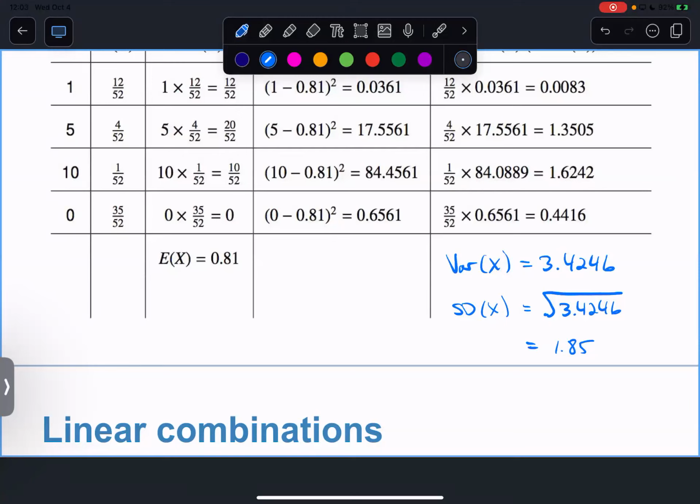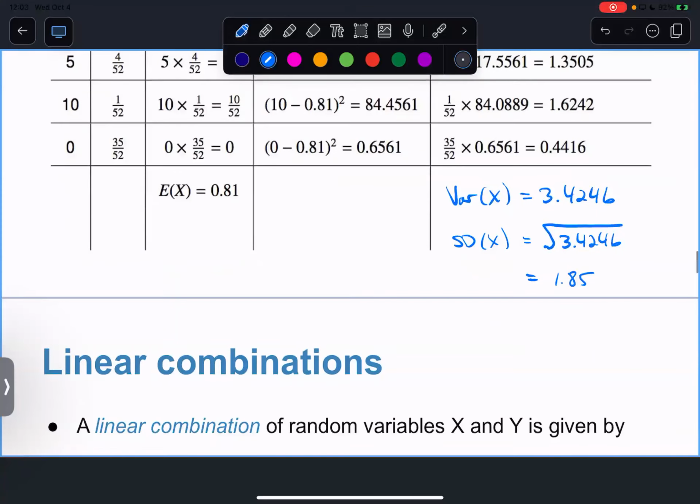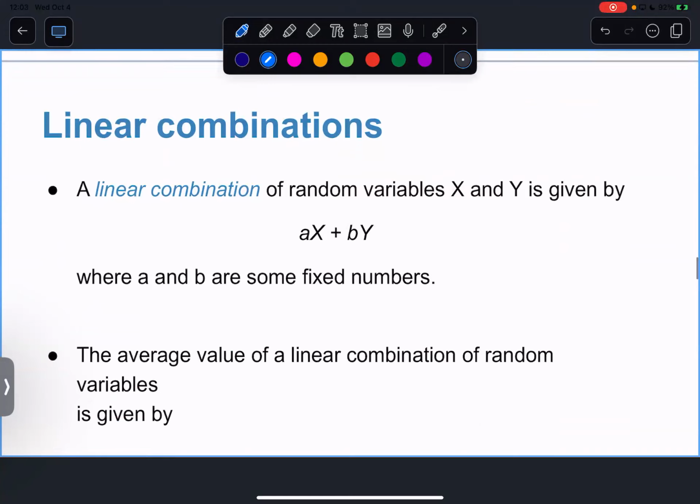So usually I'm going to ask for the standard deviation. What's one of the problems? Oh, I need to introduce one thing first, maybe two things. Tried to segue too early.